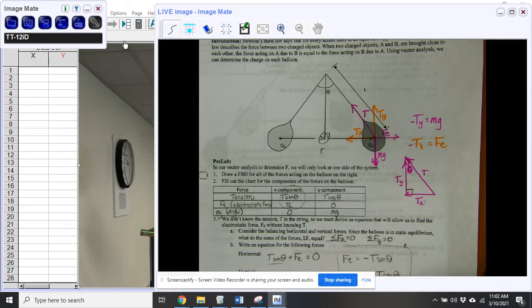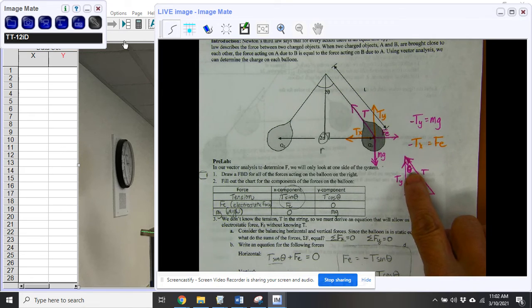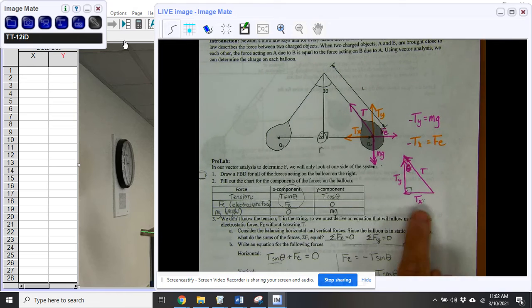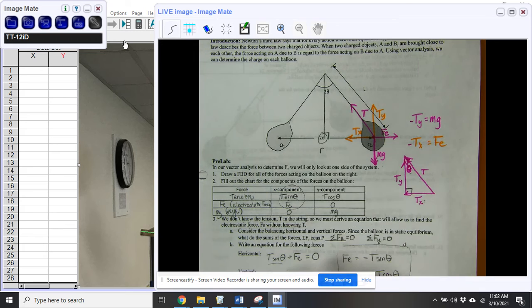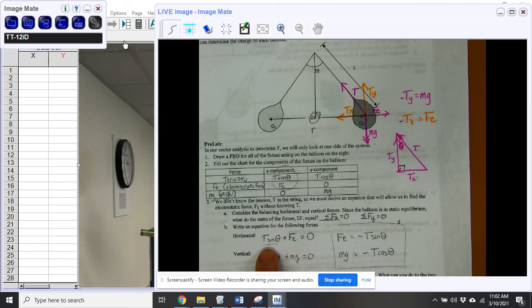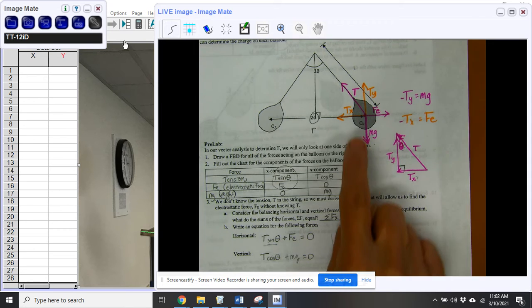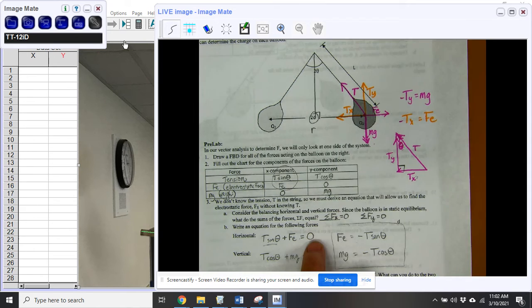The Y tension is the sine because it's adjacent to the angle you'll be able to figure out. And the X tension is actually the opposite to that angle that you'll be able to figure out from our dimensions. So it's the cosine. And the X tension, this is the horizontal. The X tension and the electrostatic force in the X direction add up to 0. The Y tension and the weight of the balloon add up to 0.